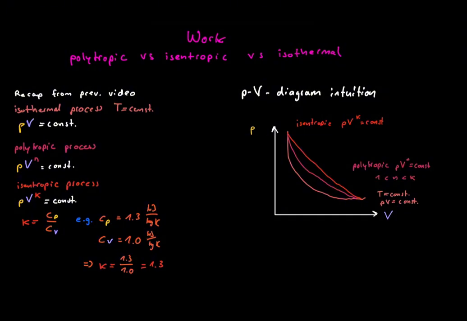Now draw all three curves on the same pressure volume diagram. The isothermal curve is the flattest, the polytropic curve is in the middle. The isentropic curve is the steepest. The steeper the curve, the larger the pressure during compression. And larger pressure means larger work.